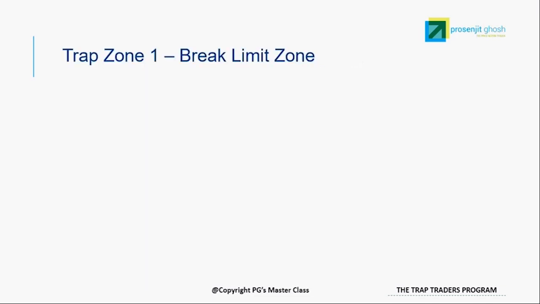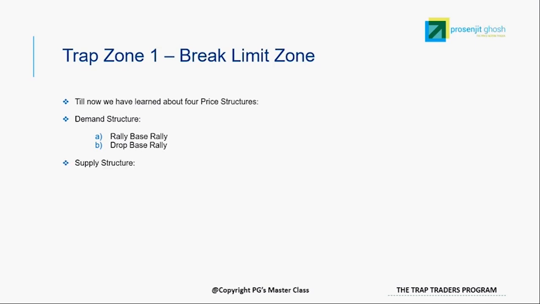Okay, so let us learn about trap zone 1, break limit zone. So what are they and how do they work? Till now we have learned about 4 price structures, if you remember. The demand structures: rally base rally, and drop base rally. This is widely available on Google. You can check about this. Then the supply structures: drop base drop, and rally base drop. So these are the 4 price structures which we have in the chart.